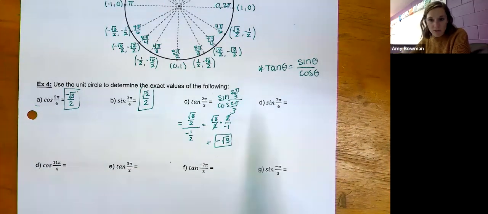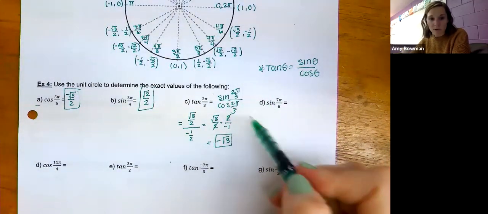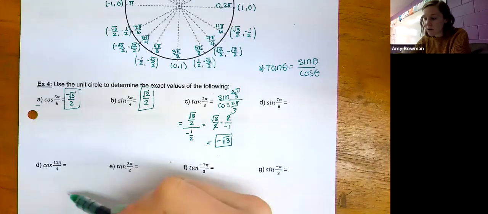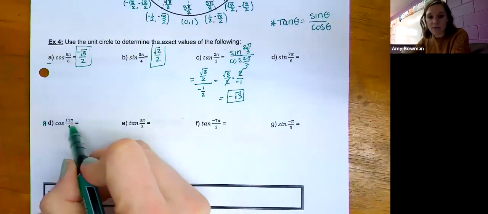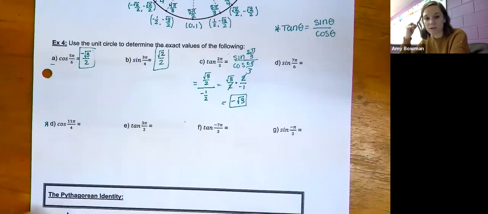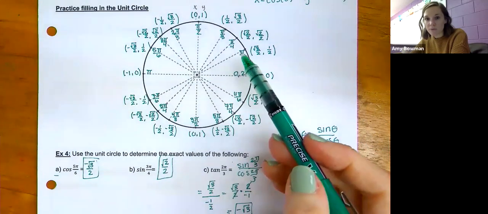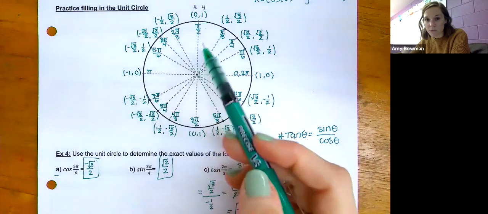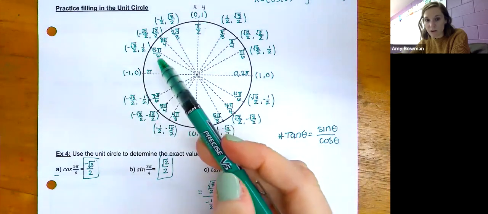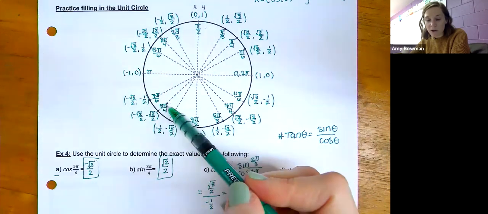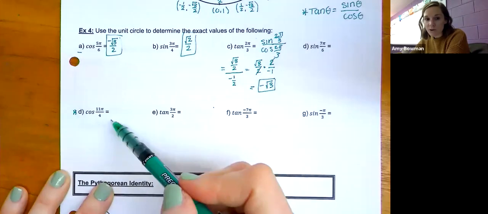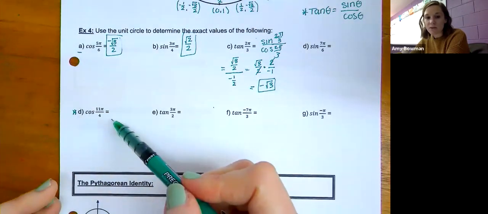I'm going to skip a couple of these. Like this one's really straightforward. I do want to go down here and talk about D because 11 pi over 4 is not on our unit circle. So if I go back up and look, I've got 1 pi over 4, 2 pi over 4, which is pi halves, 3 pi over 4, 4 pi over 4, 5 pi over 4. 11 pi over 4 isn't on it, but we will just continue counting.